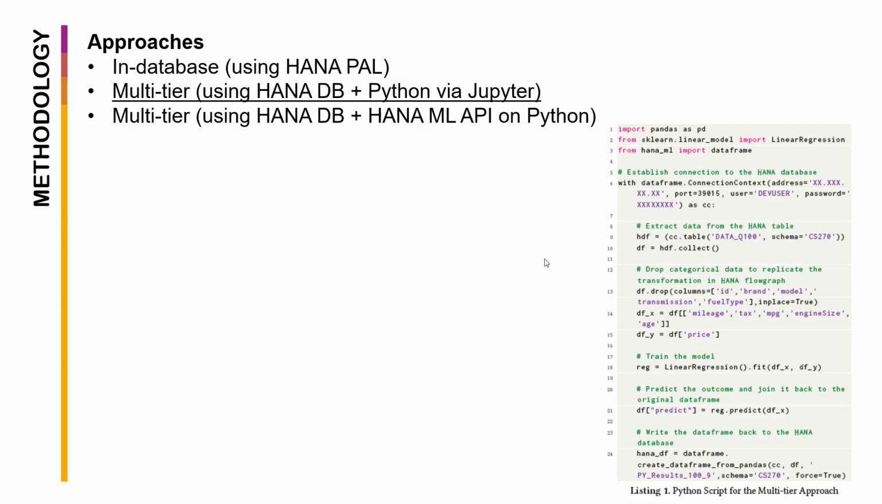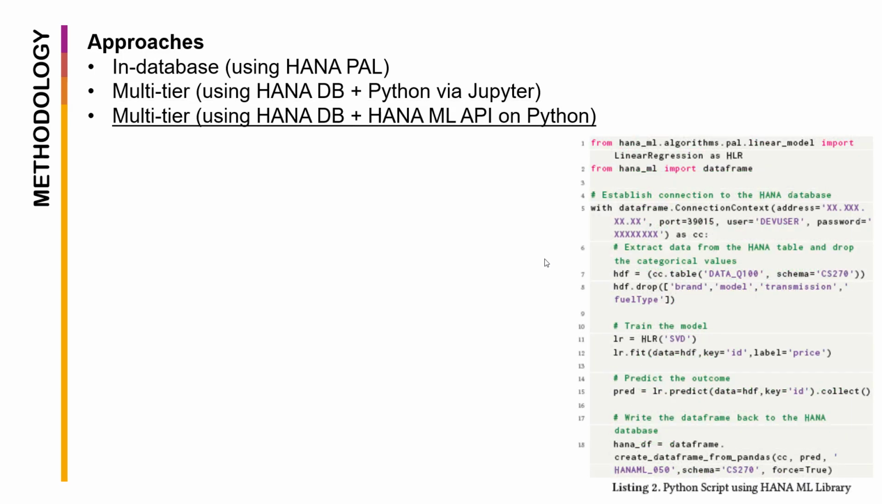As you can see here, we are actually duplicating our data from the database. As we extract the data from the HANA table, we copy it into a pandas data frame, which is now situated in the client system's memory, and then we simply write it back into the HANA database. Now, the third approach, and this is actually interesting, so we added this into the experiment, still uses a multi-tier approach but instead leverages the HANA Machine Learning API.